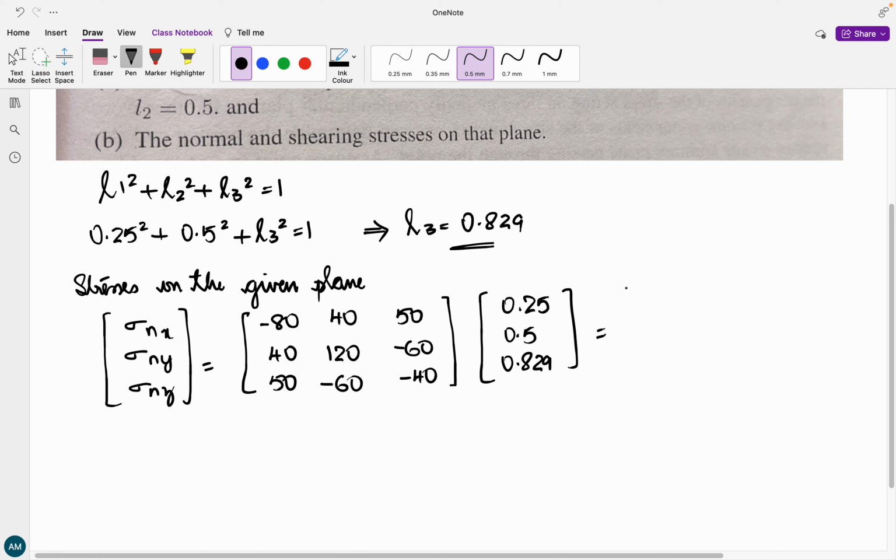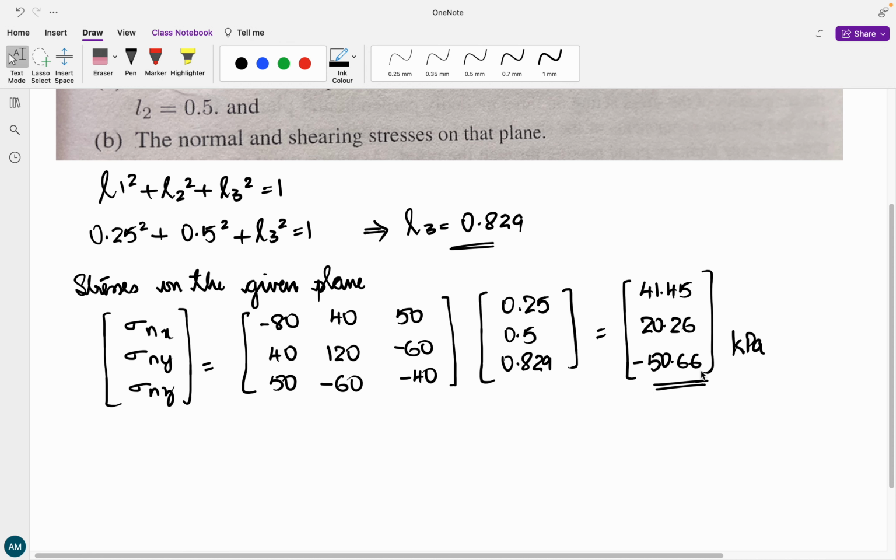If we solve this in the calculator, multiplying these two matrices, we will get 41.45, 20.26 and minus 50.66 kilopascal. These are the stresses that are going to be generated on the plane. Okay, they have asked us to find the second one, normal and shearing stresses on that plane.